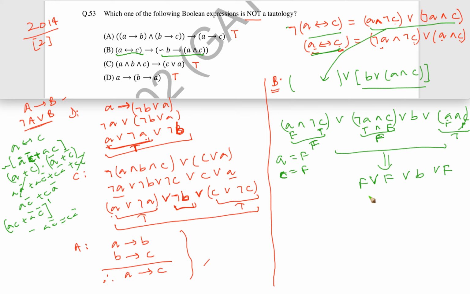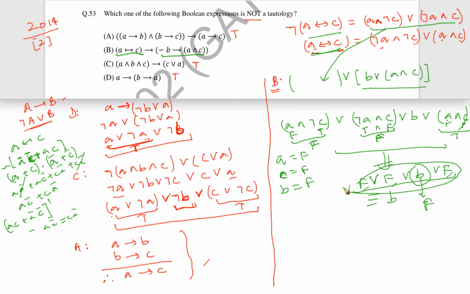Which is essentially equivalent to B only, because this entire thing will be true only when B is true. Otherwise, this is false, this is false, this is false. So this thing can be true only when B is true. But if I take B also to be false, then we can understand that the entire thing will be false.